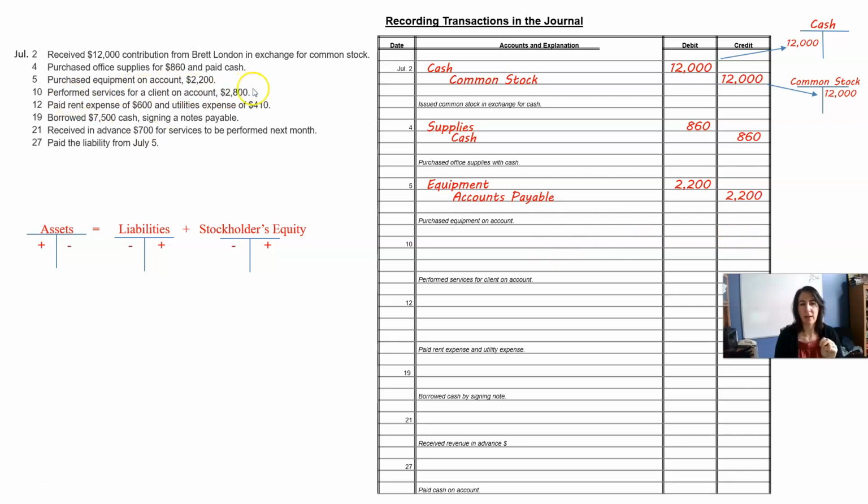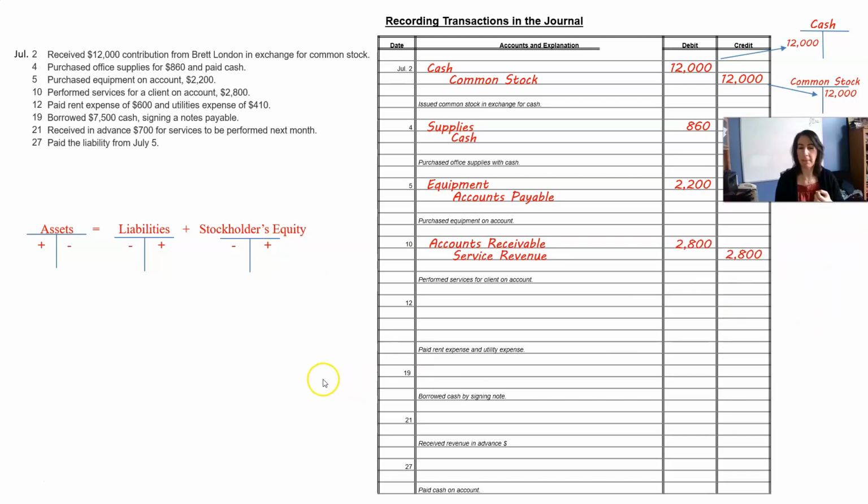Perform services for a client on account. All right, on account. Somebody owes us money. Accounts receivable in this case. Accounts receivable is an asset, so we're going to be debiting accounts receivable. And when we do our job, that's stockholders' equity, right? That's revenue. So debit accounts receivable, credit service revenue.